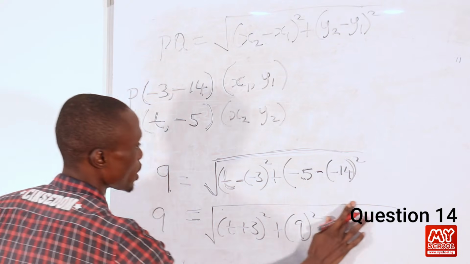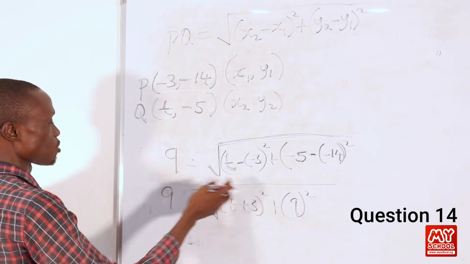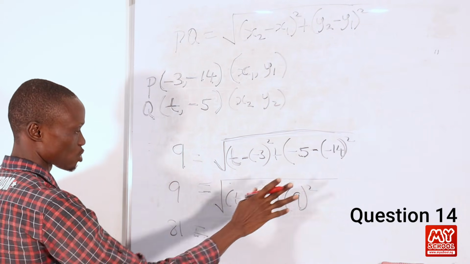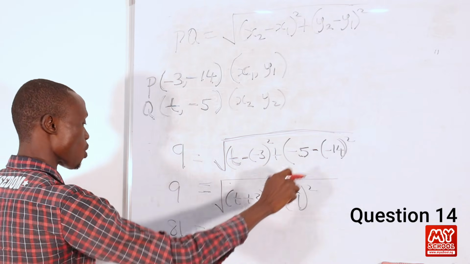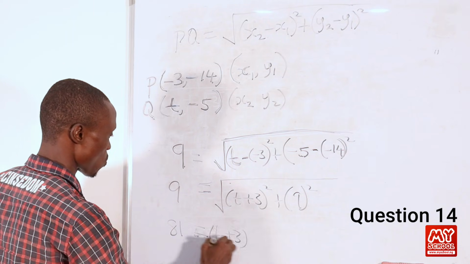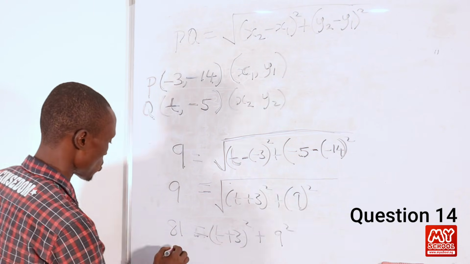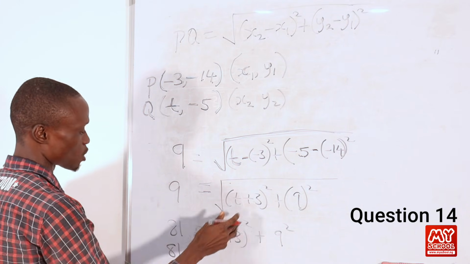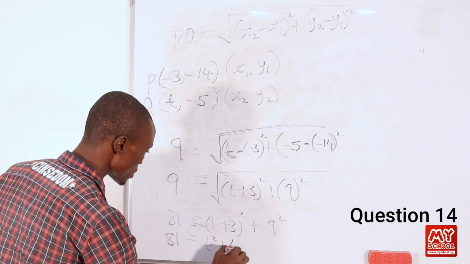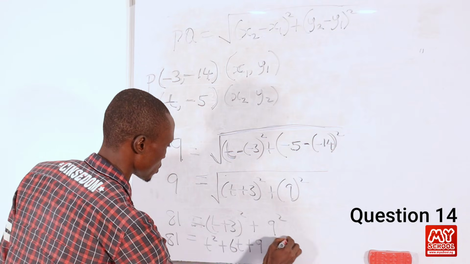Okay, so we have to kill off this square root sign by taking the square of both sides. So if I square this side, I'll be having 81. Of course, the square root of this side is already gone because I took the square of both sides. So this will be (T plus 3) squared, then plus, of course, 9 squared. So 81 is equals to, of course, I have to expand it. So this will be T squared plus 6T plus 9 plus 81.